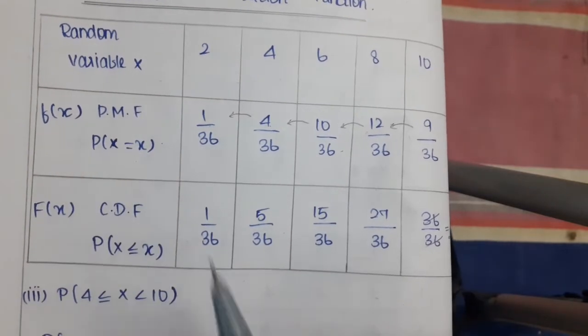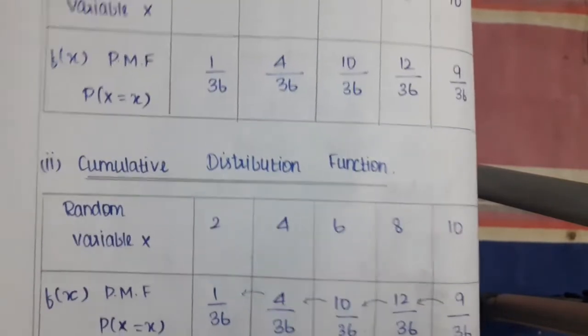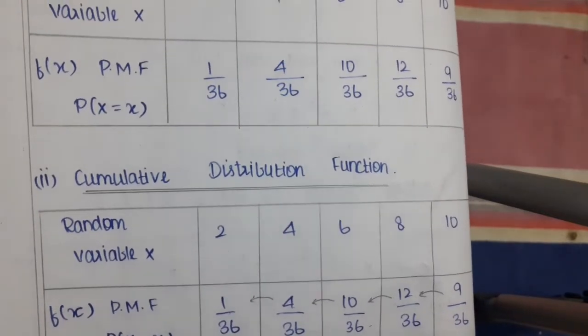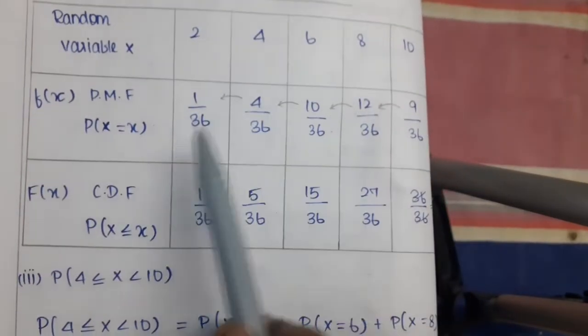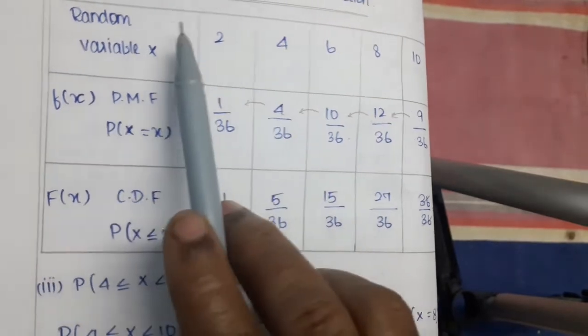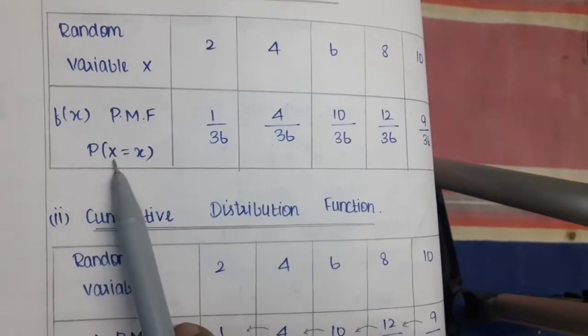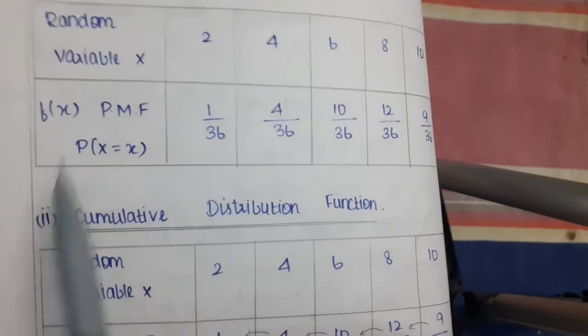So easily we find it using the probability mass function. First we find the probability mass function, carefully find out. Afterwards easily find the cumulative distribution function. Probability mass function, the probability of capital X is equal to small x. That is small f of x.